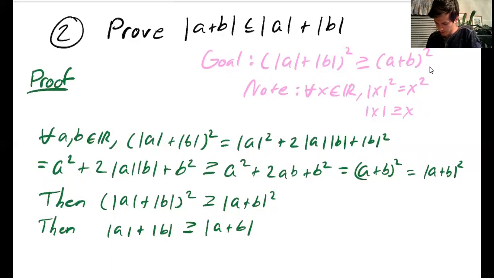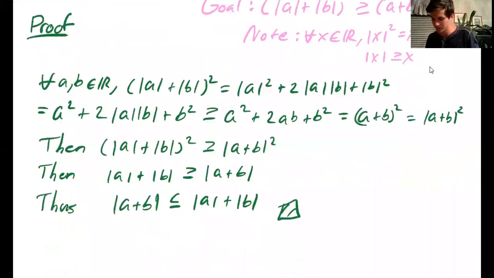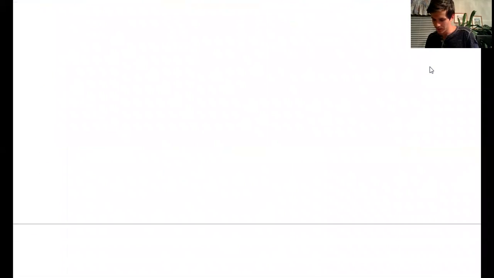A plus B, and thus, just switching it around, we have the absolute value of A plus B. Notice that comes from there. The absolute value of A plus B is less than or equal to, switching around, the absolute value of A plus the absolute value of B, and we got our proof done. Okay. Now, lastly, for 3.